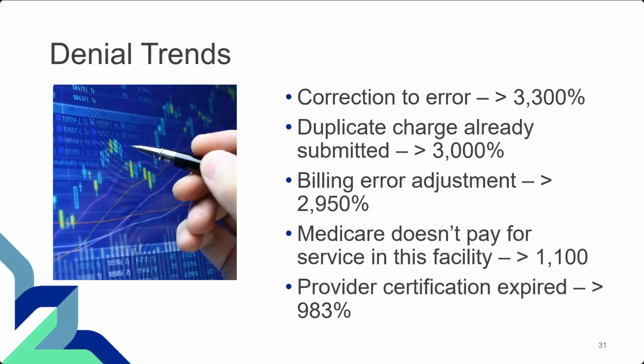A little bit about denial trends, because I was asked for some base denial trends. Correction to an error, so someone's trying to correct something, is up 3,300%. Duplicate charges already submitted, in other words, you sent us that claim, you're sending it to us again, but you didn't change anything, is up 3,000%. And you can read through the rest of them. These are all based in percentages.